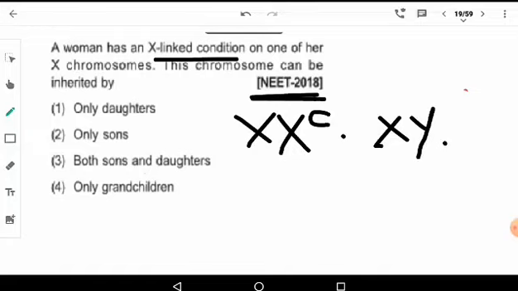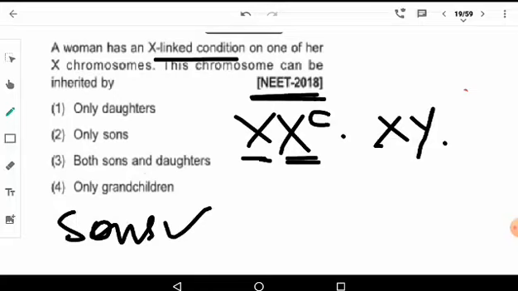Now, we have to keep one thing in mind, that every male is going to get the X chromosome from the mother. That X chromosome can be either this healthy X chromosome or this diseased X chromosome. So we can say that sons can inherit.